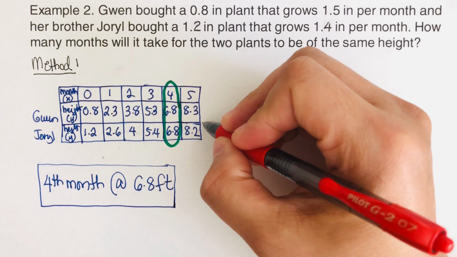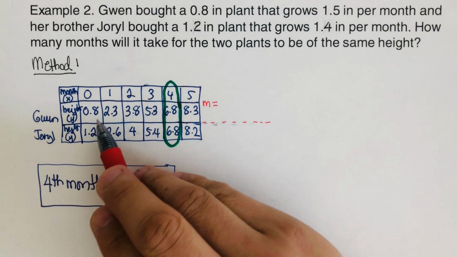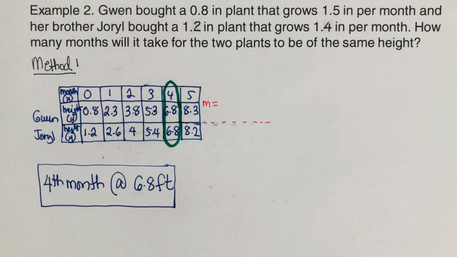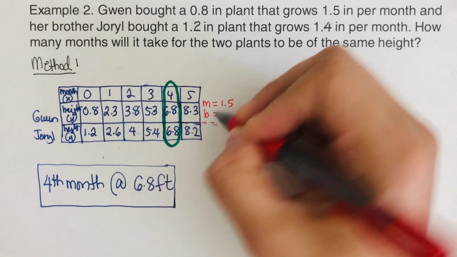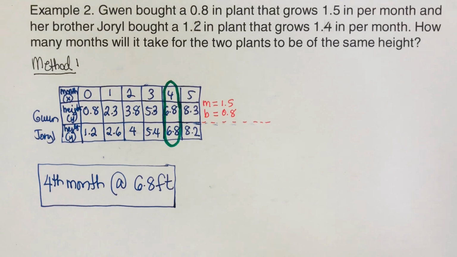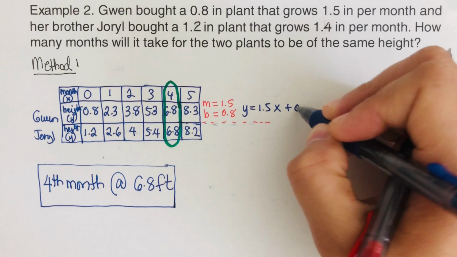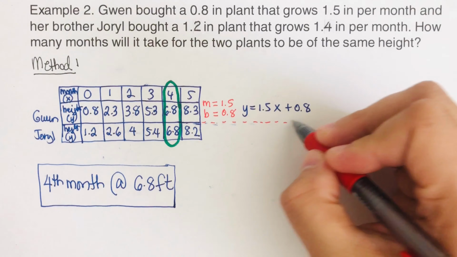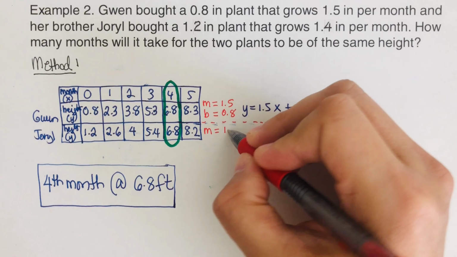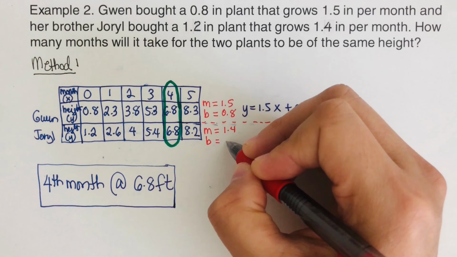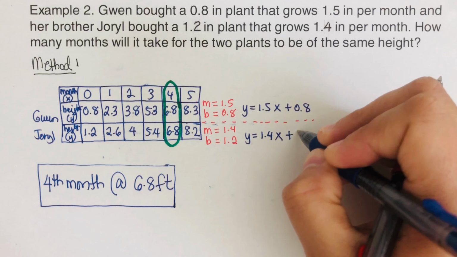Now let's use the equal values method for this. Our M for this problem is the growth factor. That's the one that we're adding each time. How much is it growing every month? So this one's growing 1.5 feet, and then the starting height of the plant is 0.8. So the equation that we can have here would be y is equal to 1.5x plus 0.8. And then the other problem that we have here, the growth rate would be 1.4, and then the starting is 1.2. So then the equation would come out to be y equals 1.4x plus 1.2.